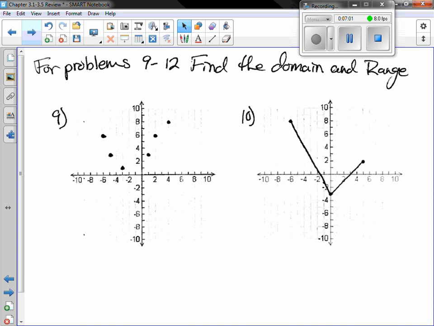So we good with 1 through 8? Okay, let's look at this one here. And again, you're going to get to use this on the test, so take good notes.